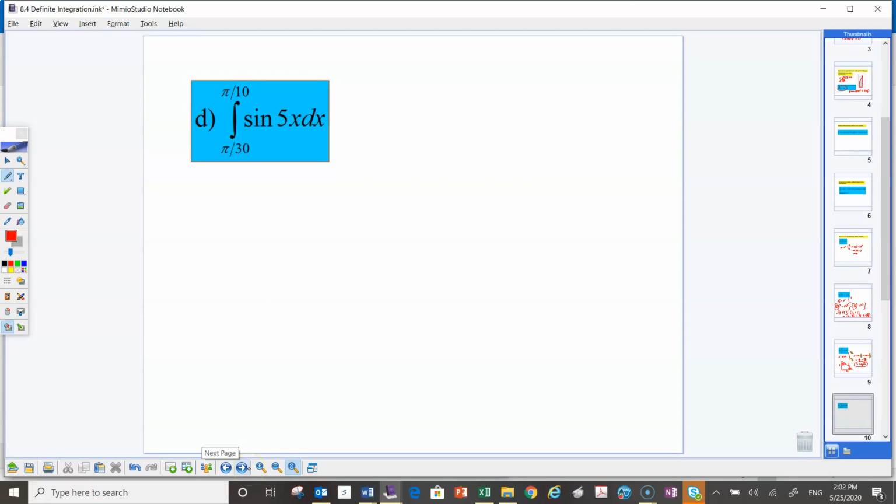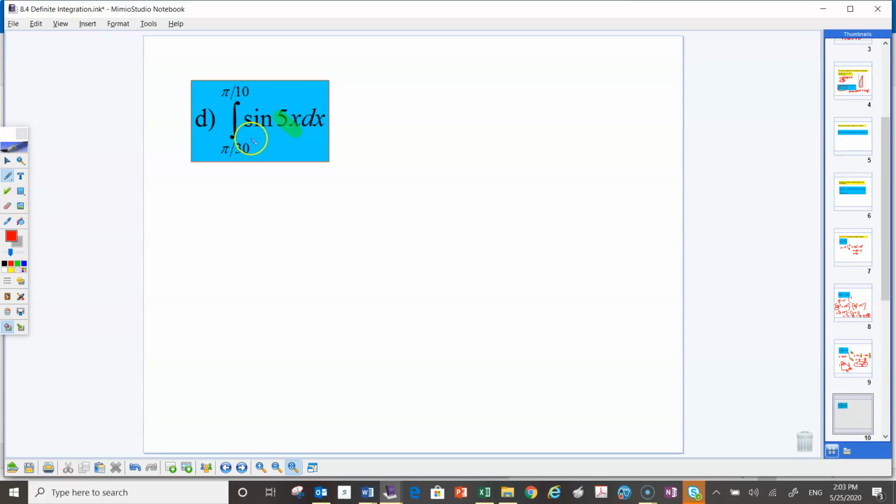Okay, if we take a look at the next one, now we're asked to find the integral of sine x. Well, not sine x, but sine 5x. We could do this through u substitution, but we haven't really done u substitution with a definite integral. We're going to do that at the end of the lesson today. But we know how to integrate sine 5x based on our lesson of 8.2.